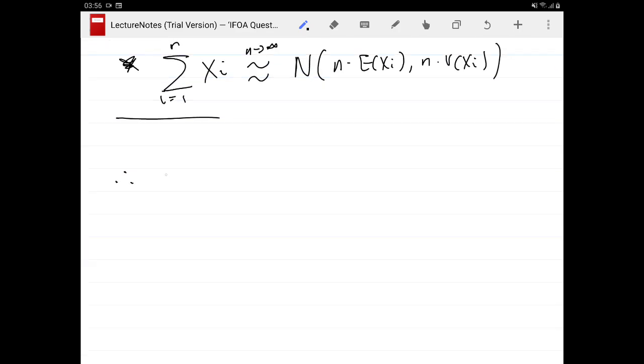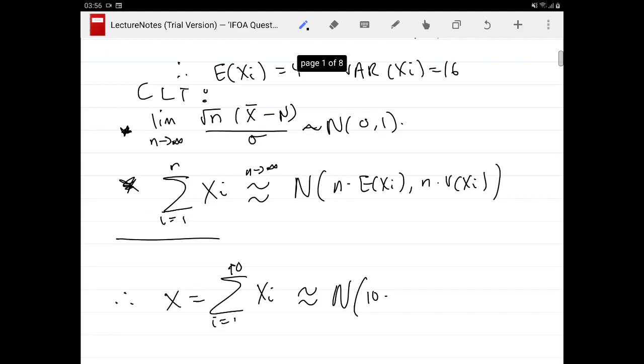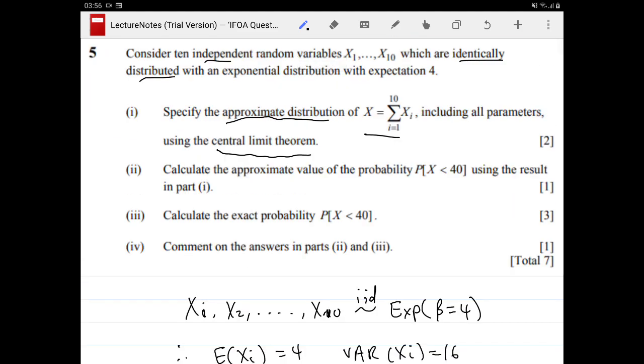Therefore we can say that X, which is equal to the sum from i equals 1 to 10 of our Xi's, is approximately a normal distribution where we've got 10 times our expectation, which is 4, because the expectation of any one of our individual random variables is 4, given the information in the question. And the variance is going to be 10 times the variance of our individual exponentials, which is 10 times 16. So therefore X, which is the sum, is normal with mean 40 and variance 160. That's the first question, just specifying the distribution, including all parameters.